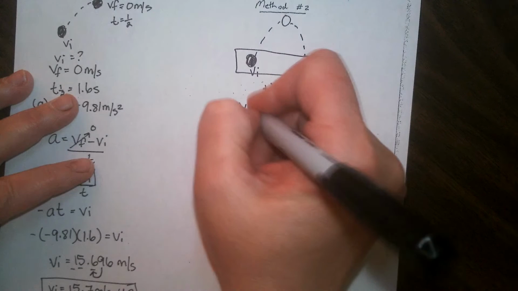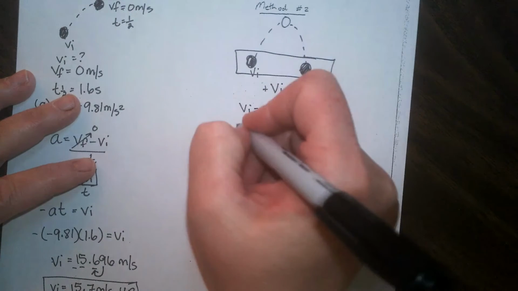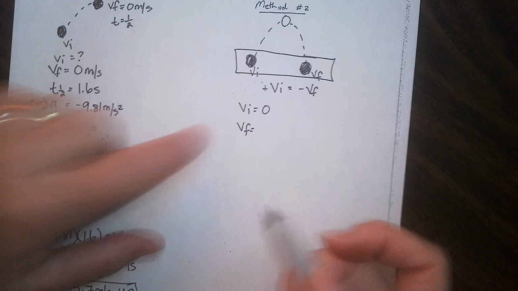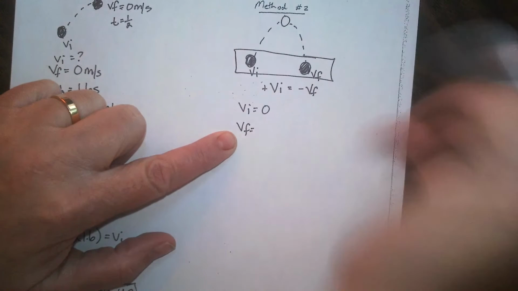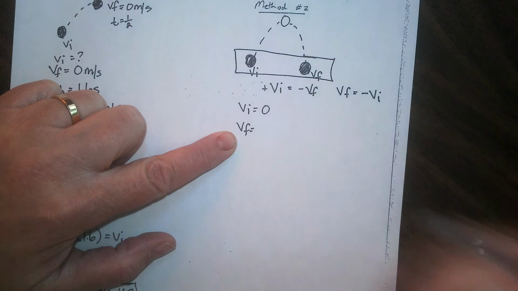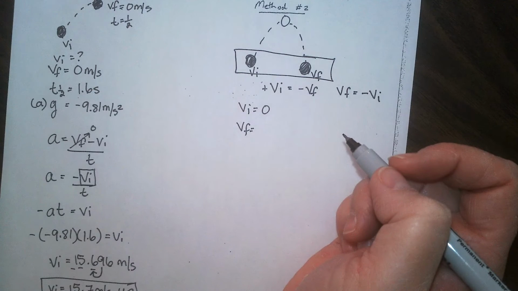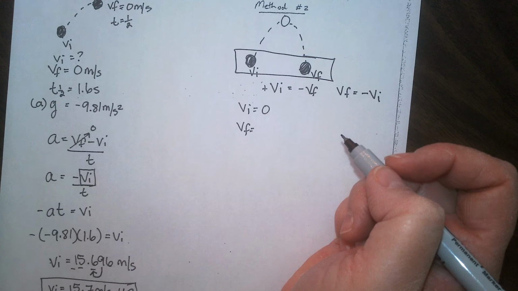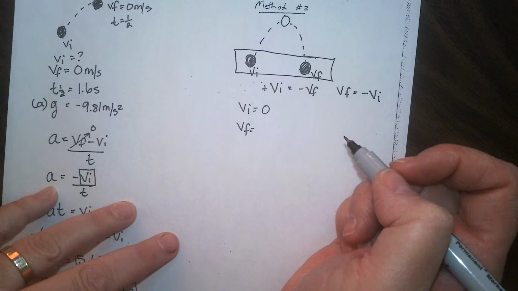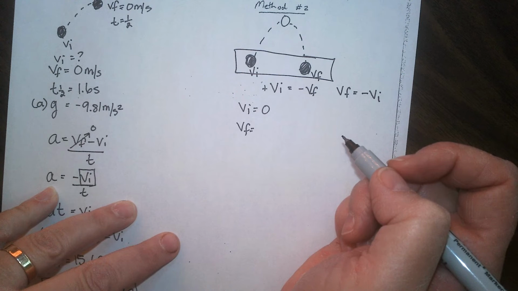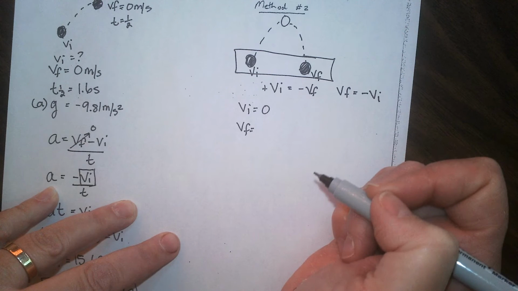So we're looking for VI equals 0. VF, now pay attention. My VF that I just wrote here is positive. My VF up here would be equal to negative VI, right? Positive VI is equal to negative VF, which is the same as saying VF is equal to negative VI. I got one nod of the head. Kyle got it? Daniel, do you see it?